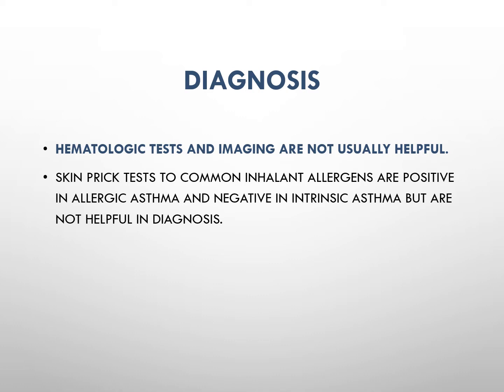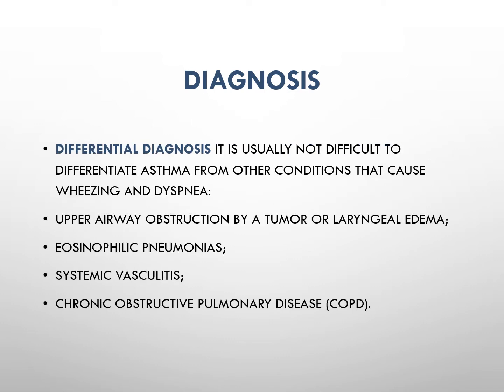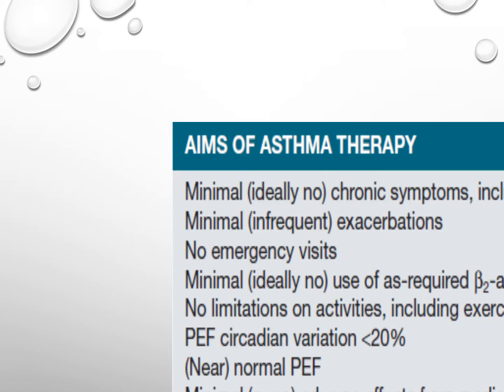Hematologic tests and imaging are not usually helpful. Skin prick tests to common inhalant allergens are positive in allergic asthma and negative in intrinsic asthma, but are not helpful in diagnosis. Differential diagnosis: it's usually not difficult to differentiate asthma from the other conditions that cause wheezing and dyspnea. Upper airway obstruction by a tumor or laryngeal edema, eosinophilic pneumonias, systemic vasculitis, chronic obstructive pulmonary disease or COPD.